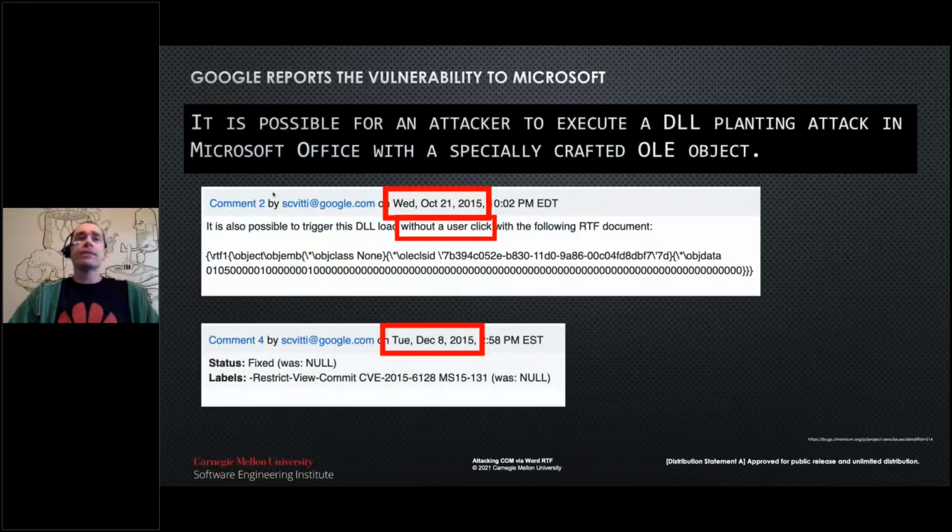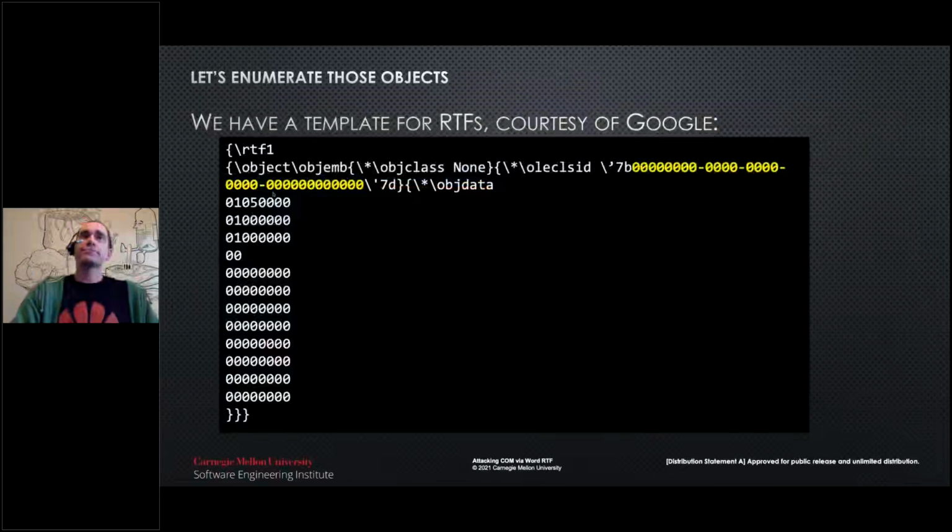On December 8th, they closed it. Microsoft published CVE-2015-6128, and they disabled this one particular COM object, and problem solved. We fixed it. Hey, everybody, let's celebrate. But based on this Google Project Zero report, I actually now have a template for creating my own RTFs.